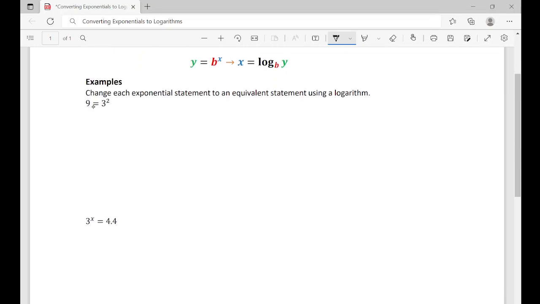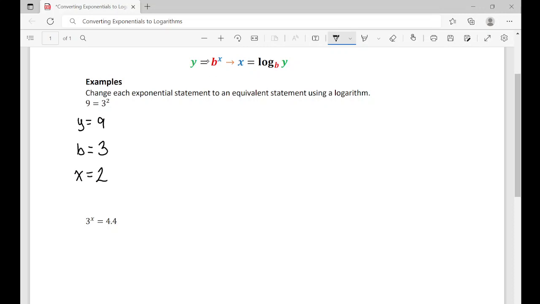So we're going to change each exponential statement to the equivalent log statement. We're going to start off with 9 equals 3 squared. I'm going to write out specifically what they are just so you can see it clearly. I can see that 9 is my y, 3 is my base b, and x here is 2.